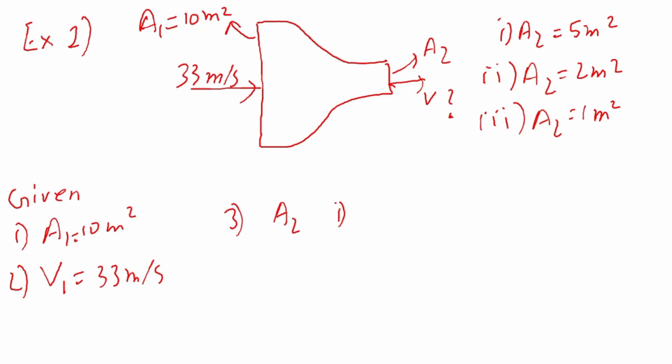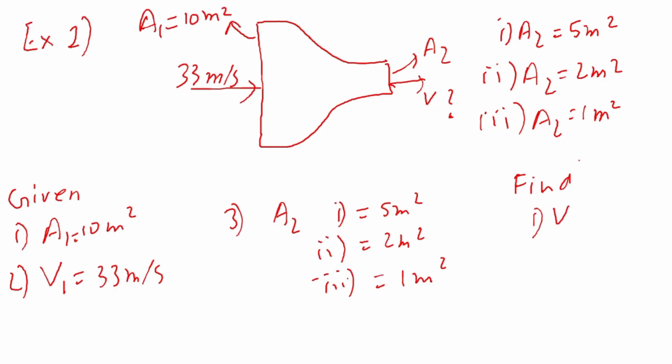In the first case, the area 2 is 5 meters square. The second case is 2 meters square, and in the third case, area 2 is 1 meter square. Okay, now what you have been asked to find is the velocity of the outlet, so let's say V2, corresponding to these three different cases of area that you have, right? So your question is to find V2.